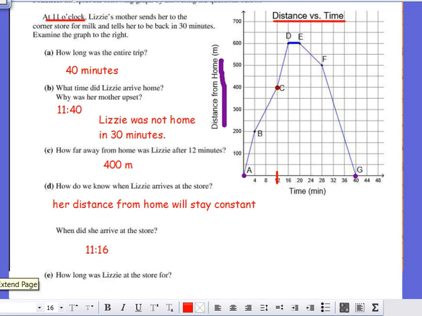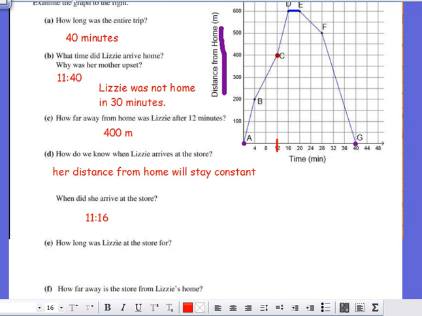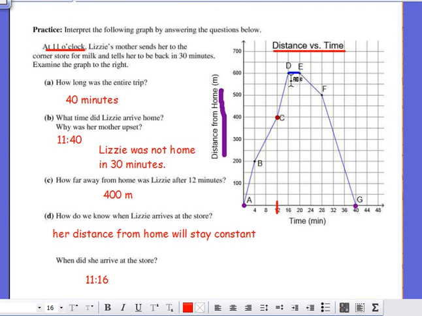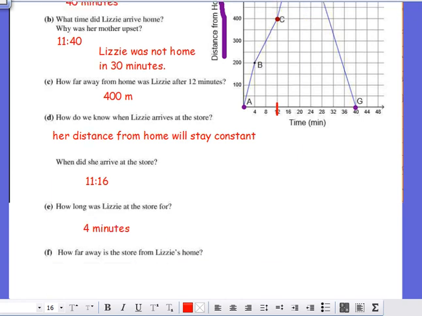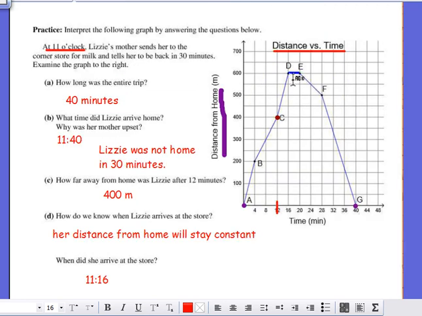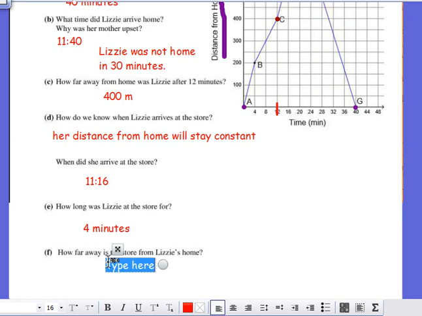Question E. How long was Lizzie at the store for? Well, we've already established that this blue line here means that this was when Lizzie was at the store. So she got there at 11:16. Looks like she left at 11:20 because her distance starts changing. So we can say that she was there for 4 minutes. F. How far away is the store from Lizzie's home? So back to what we said before. If she's at the store here, look across, and the store is 600 meters from home.